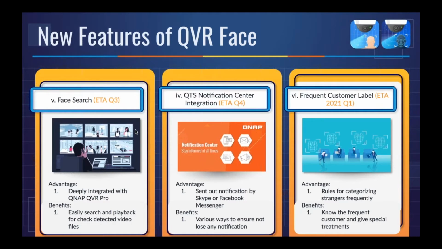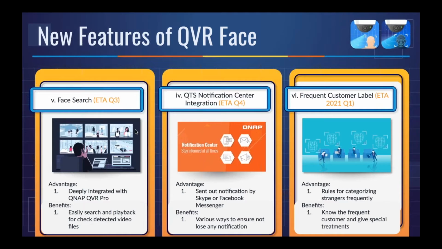Additionally, with an ETA in 2021 quarter one, we're going to be rolling out a frequent customer label. So QVR Face will be able to recognize if a VIP is coming in.